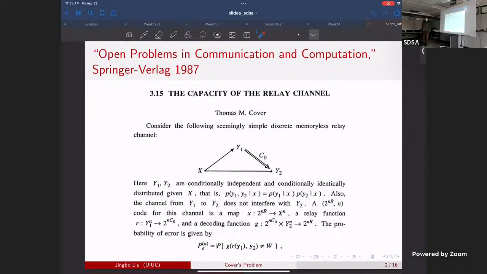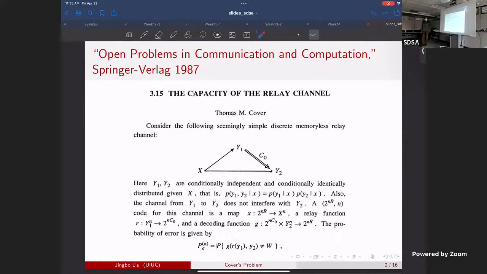Tom Cover is not only a Shannon Award winner, but also arguably one of the most important information theorists after Shannon. If you want to learn a course on information theory, probably the first textbook you will pick up is the book by Tom Cover, Elements of Information Theory.